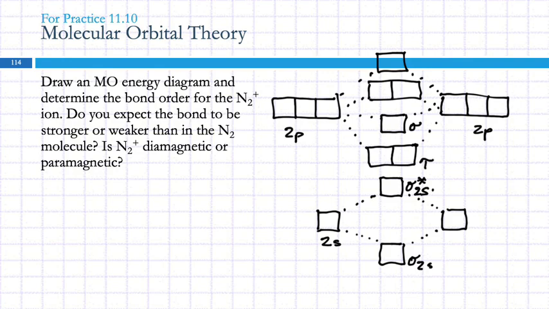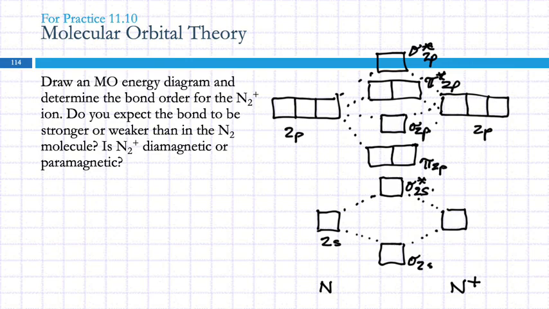So this is pi 2p, that's sigma 2p. This is pi star 2p and sigma star 2p. Again, you won't have to draw that, I'll give it to you. So we're looking at the N2 plus molecule, or ion. So we've got a nitrogen and a nitrogen ion.